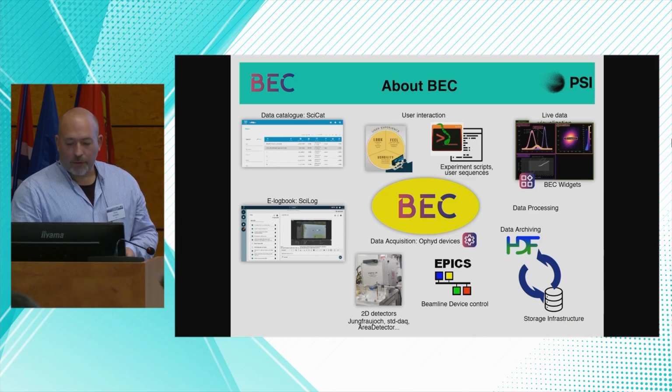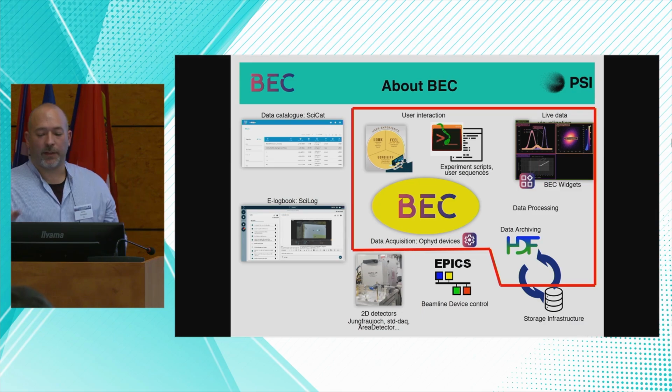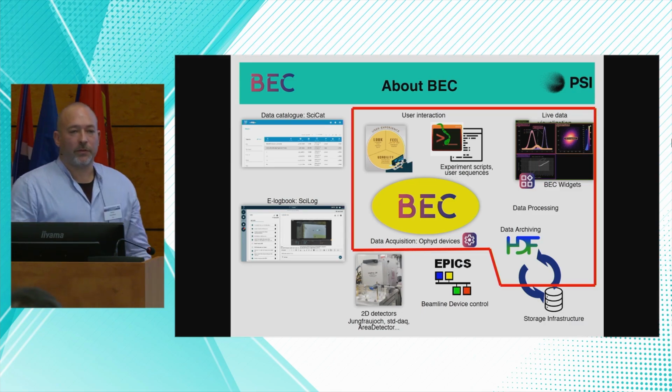So, but when we talk about Beck itself, when you download the package, basically this is what you get: what is inside the right boundary.